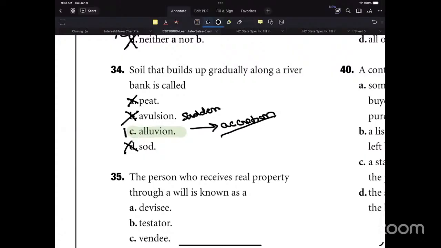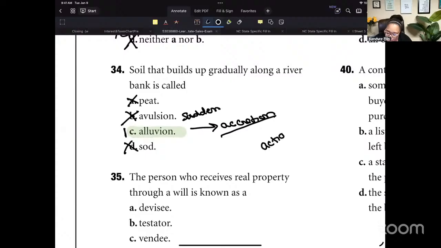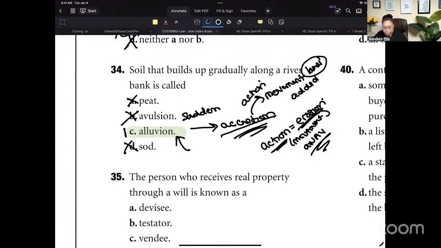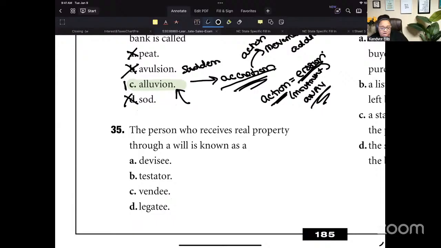I don't know about this word alluvion. It's like accretion, because we know accretion is the opposite of erosion. Erosion is an action, the movement of dirt going away from that piece of land. And accretion is the movement of land being added. So erosion is an action, accretion is an action, but the dirt itself, the dirt that is being moved, is called alluvion. You saw that after the hurricanes in Puerto Rico? Exactly.